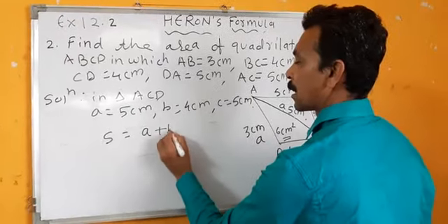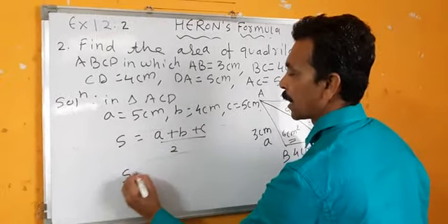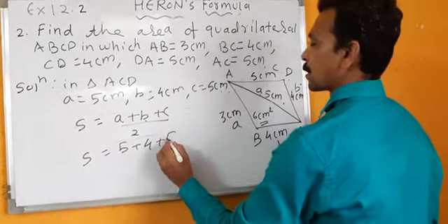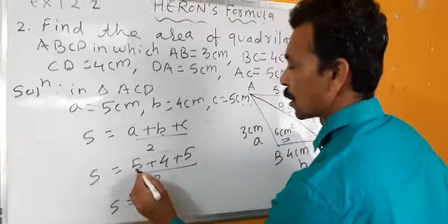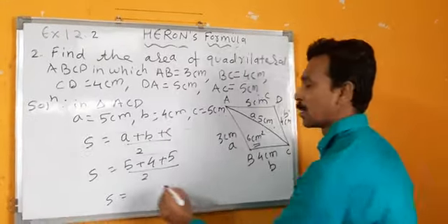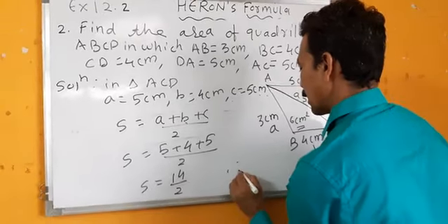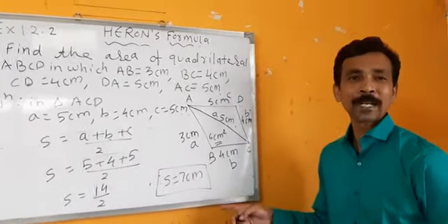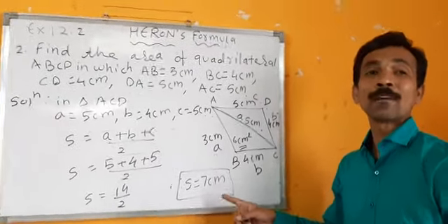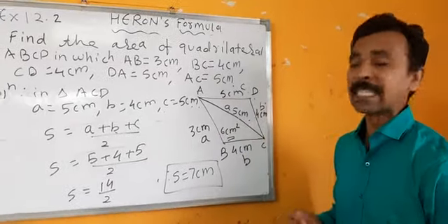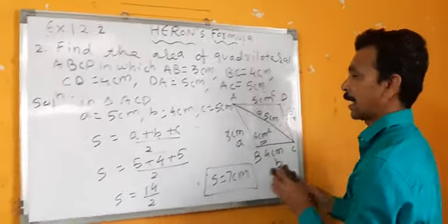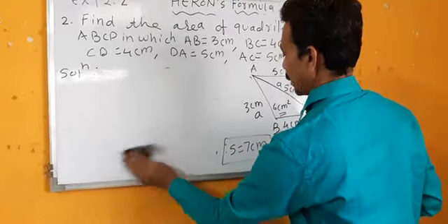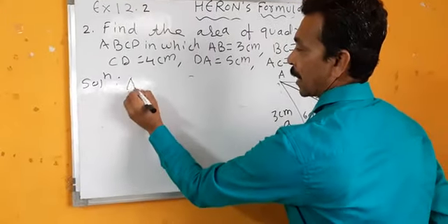S is equal to a plus b plus c upon 2. S is equal to 5 plus 4 plus 5 upon 2. S is equal to 5 plus 5, 10, 10 plus 4, 14. 14 upon 2. Therefore, S is equal to 7 centimeter. But this is not the end of the sum. This is semi-perimeter only. Now we have to find the area of triangle ACD.